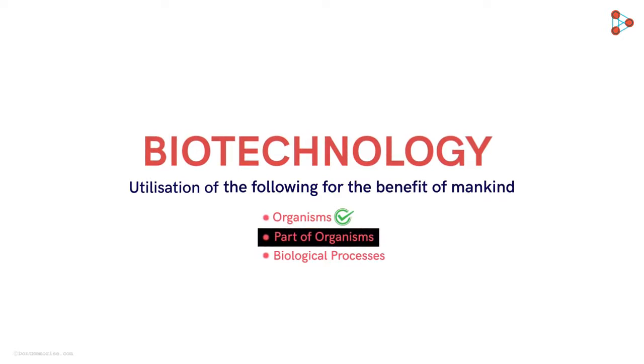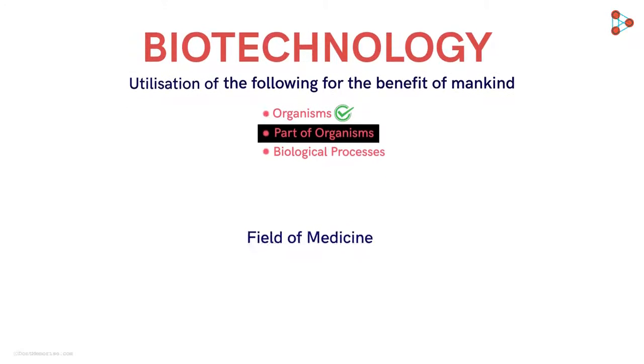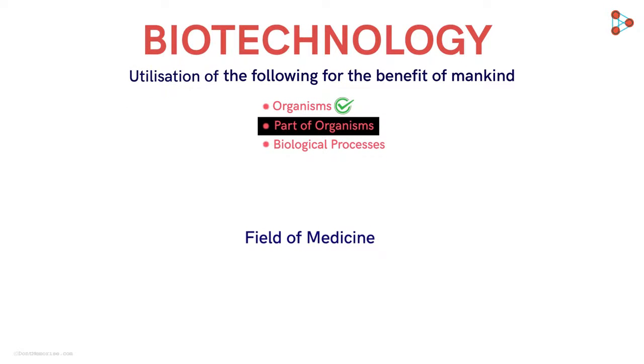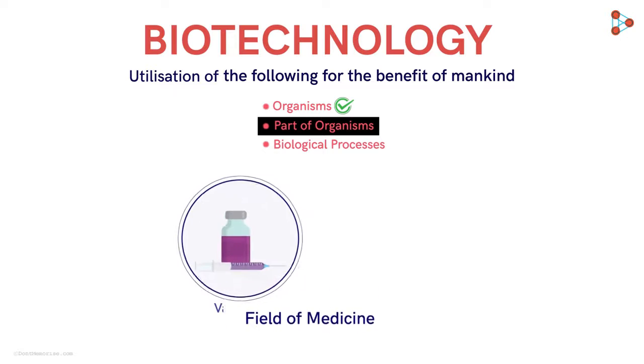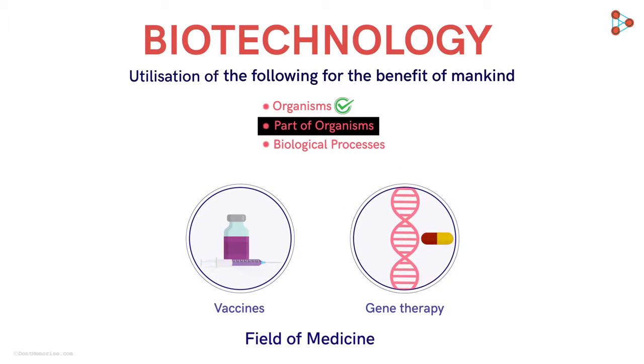The second part of the definition states that a part of the organism can be used. So how can that be done? For this, let's have a look at the application of biotechnology in the field of medicine. Well, the emergence of biotechnology has been nothing less than a boon for the medical industry. Everything ranging from vaccines to gene therapy has raised the standards of healthy living.